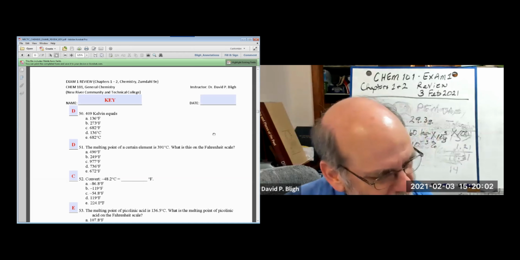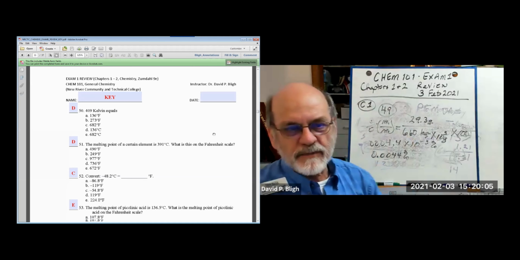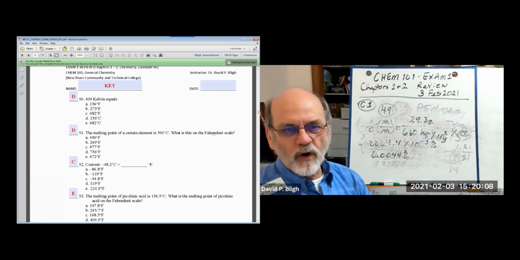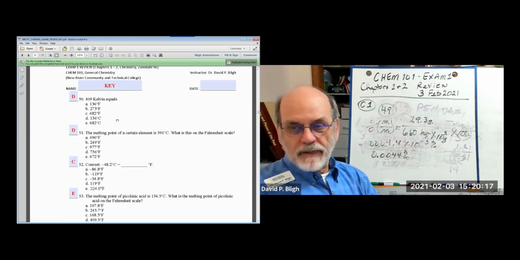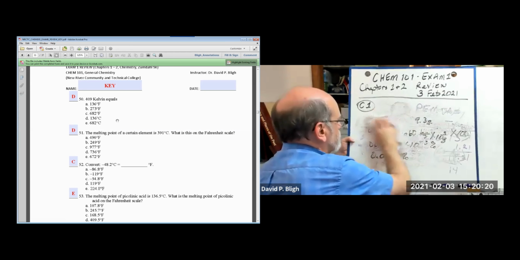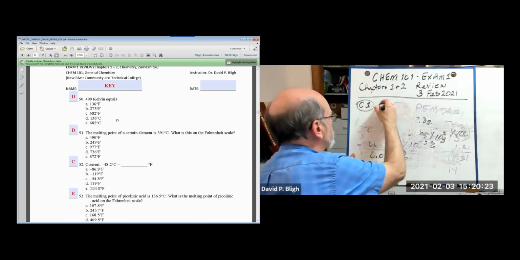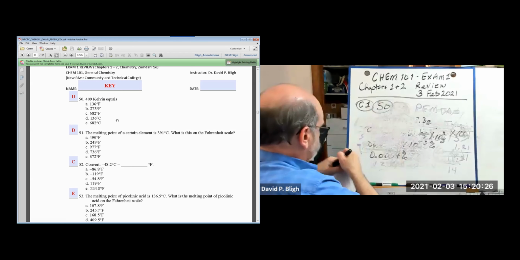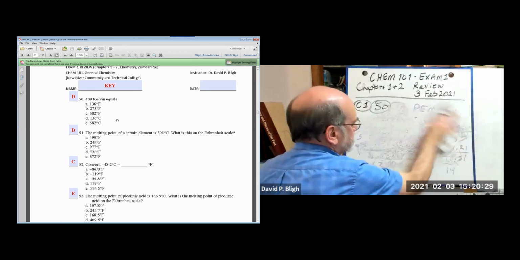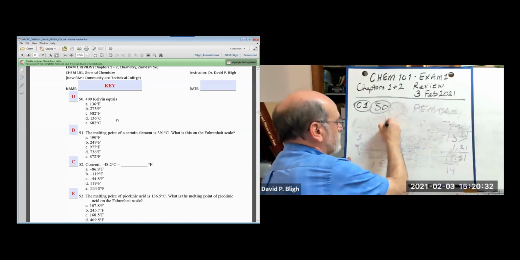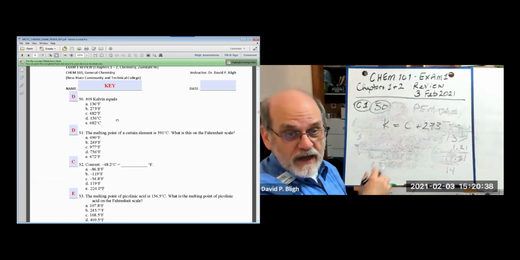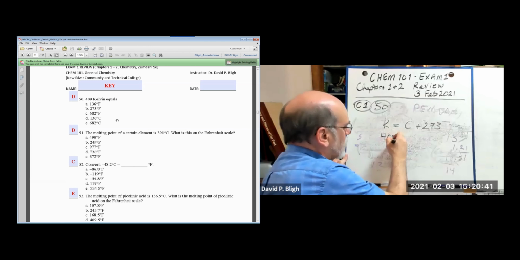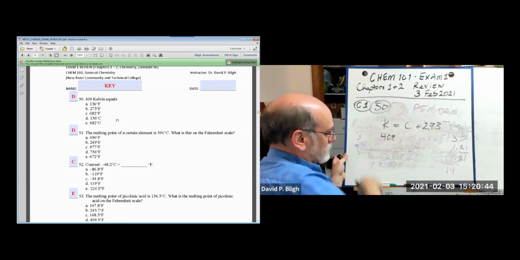Okay, let's see. How about a temperature conversion? 409 Kelvin equals what? Notice you've got, in your answer, Fahrenheit and centigrade. So, what do you know about Kelvin? Well, you know this conversion: Kelvin temperature is C plus 273. So if Kelvin is 409, what's C? We subtract this one from that one.